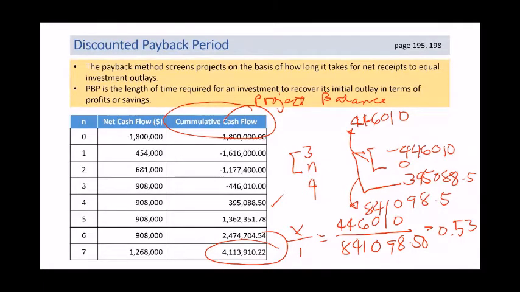What is your balance at the end of the life of the project? What is the amount remaining to you? Okay, like for example, today is the end of the life of the project. How much do you have? 4 million. That is the worth. That is the future worth of your 1.8 million. At the end of 7 years, you will have 4 million.